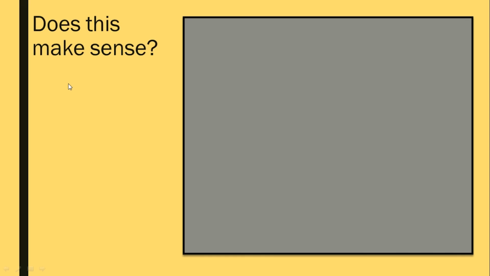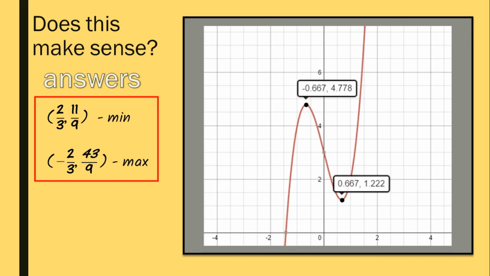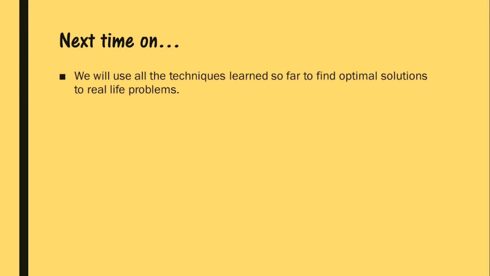We're going to check to see if this does make sense. So our answers we found before were 2/3 and 11 over 9 was a minimum point, and minus 2/3 and 43 over 9 is a maximum. And if I show you the graph plotted in Desmos, sure enough you can see that the minus 2/3 and 4.778 is a maximum, and the 0.667, 1.222 was a minimum.